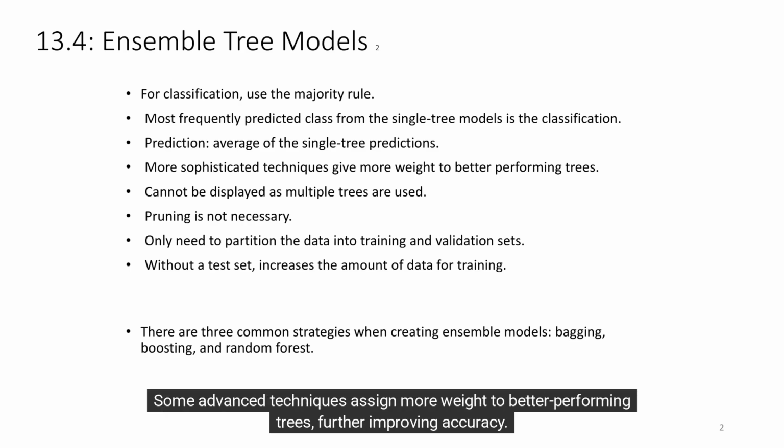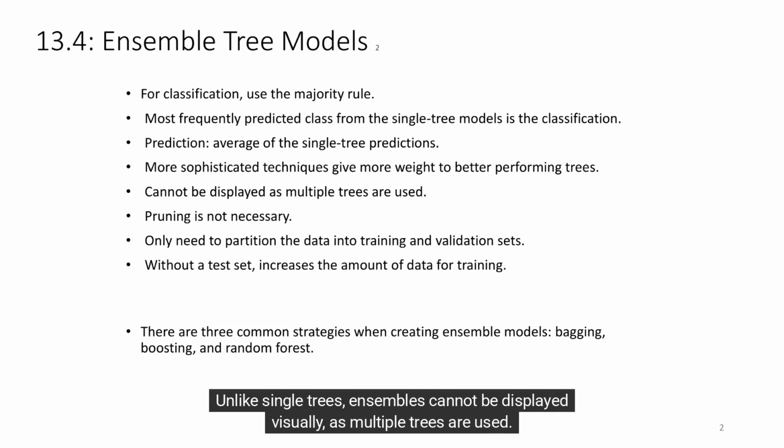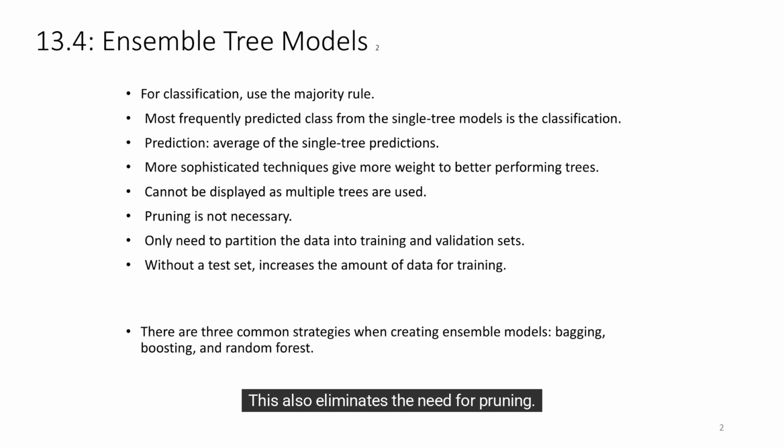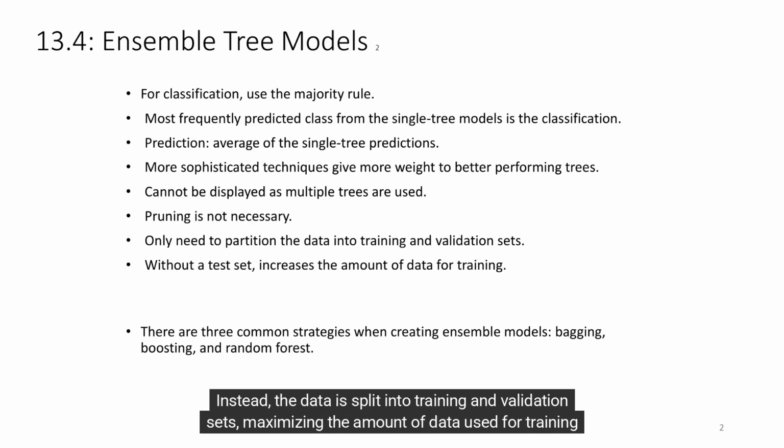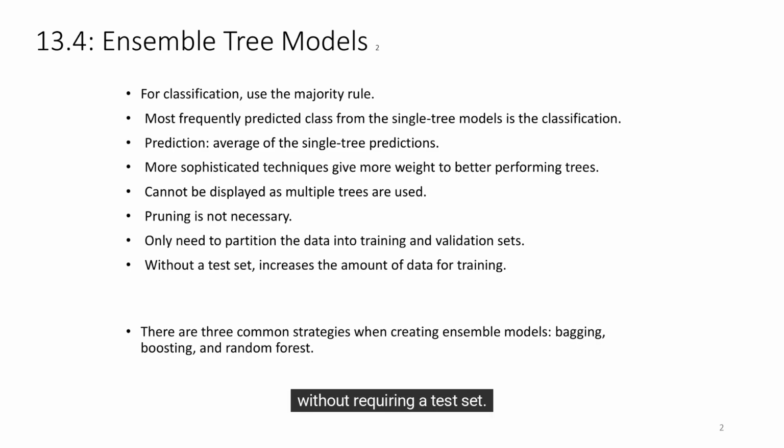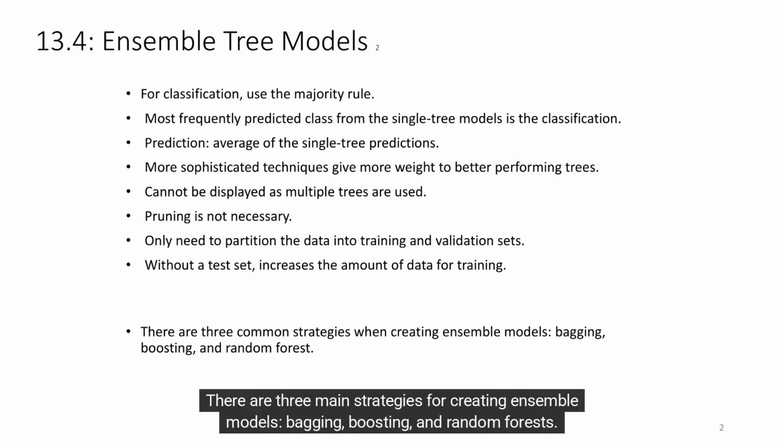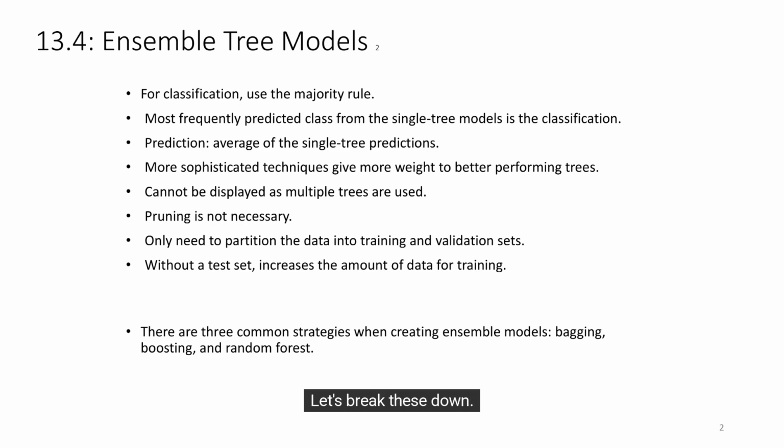Some advanced techniques assign more weight to better performing trees, further improving accuracy. Unlike single trees, ensembles cannot be displayed visually as multiple trees are used. This also eliminates the need for pruning. Instead, the data is split into training and validation sets, maximizing the amount of data used for training without requiring a test set. There are three main strategies for creating ensemble models: bagging, boosting, and random forests. Let's break these down.